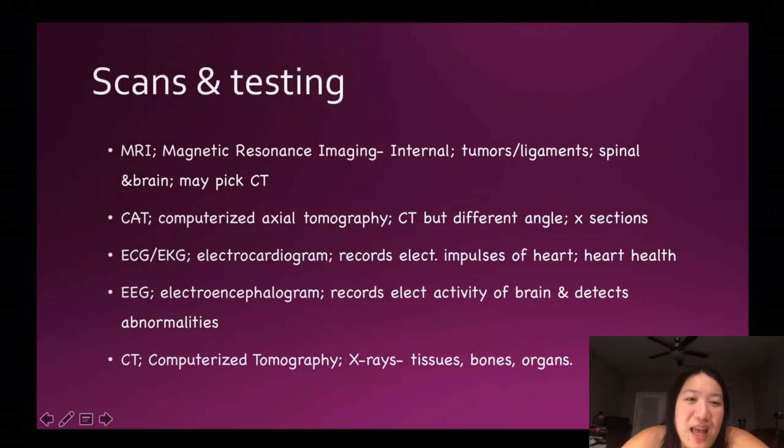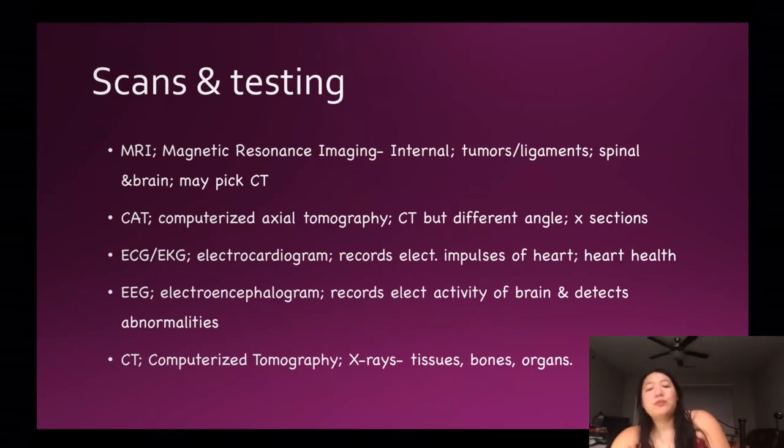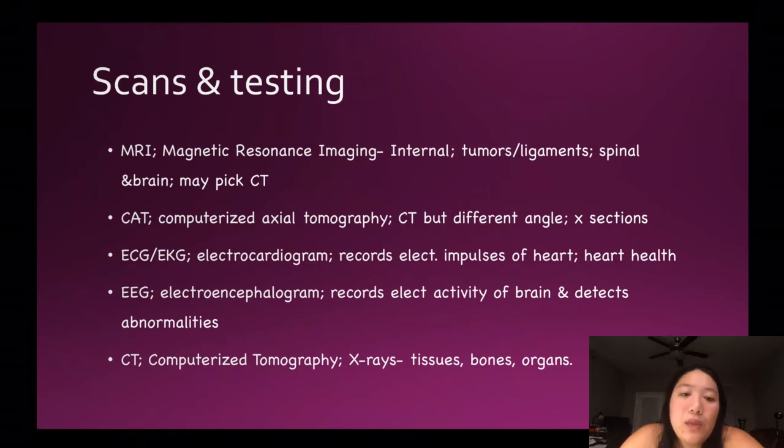There's also different scans and testing, which, of course, if your doctor orders an MRI or a CAT or a CT, this information can help you understand what kind of testing you're getting or what it's used for, its function, and what potential results can come from these tests.